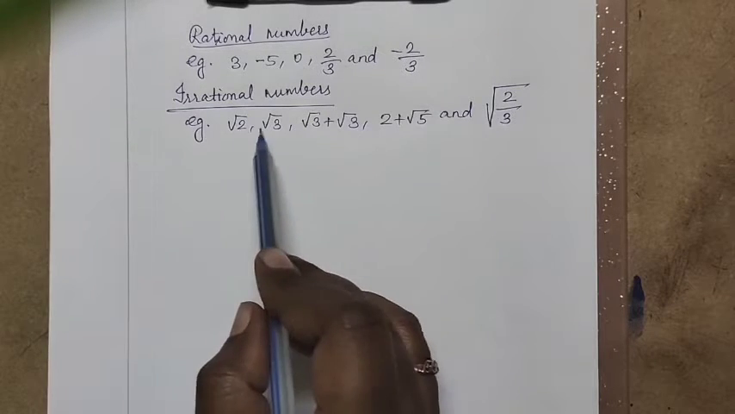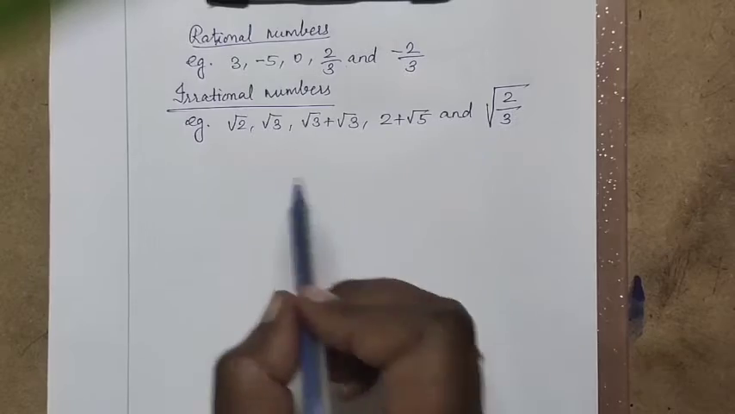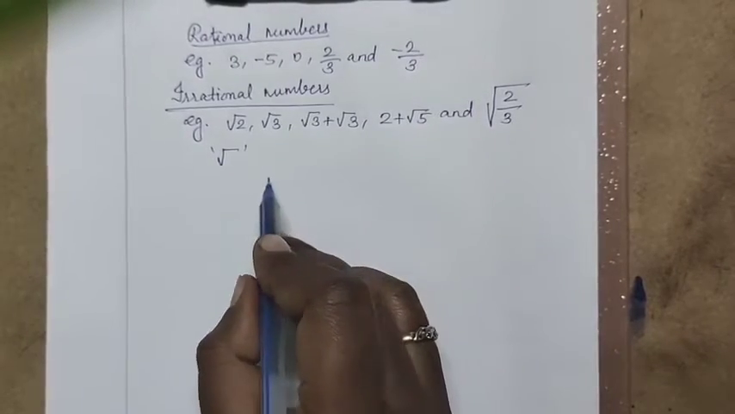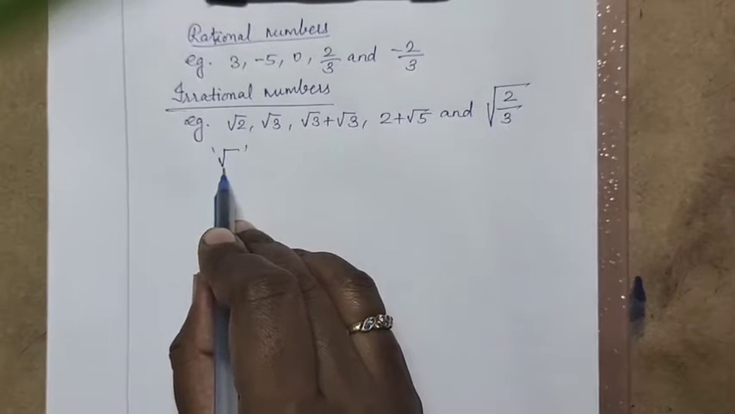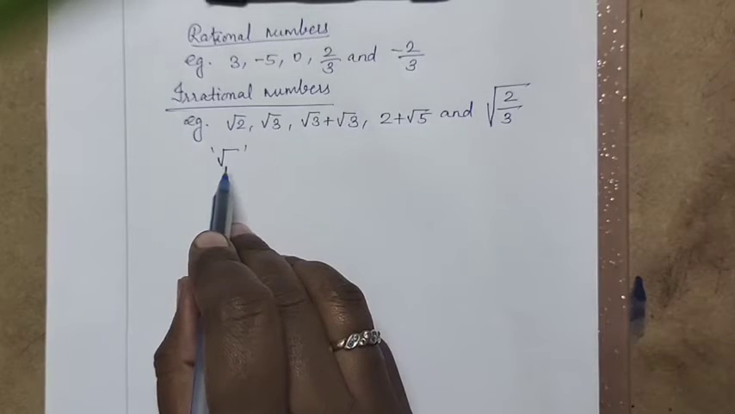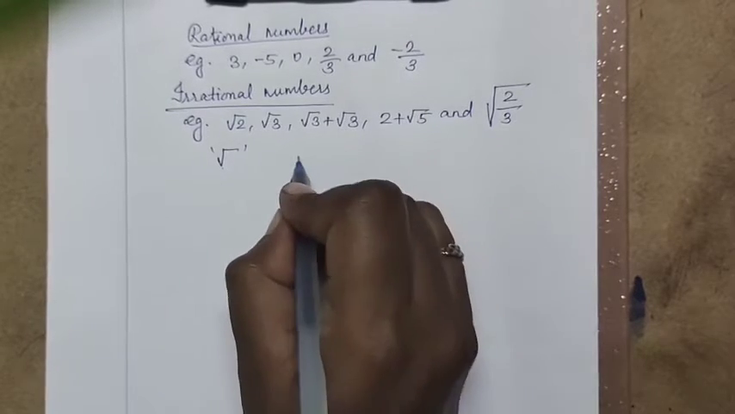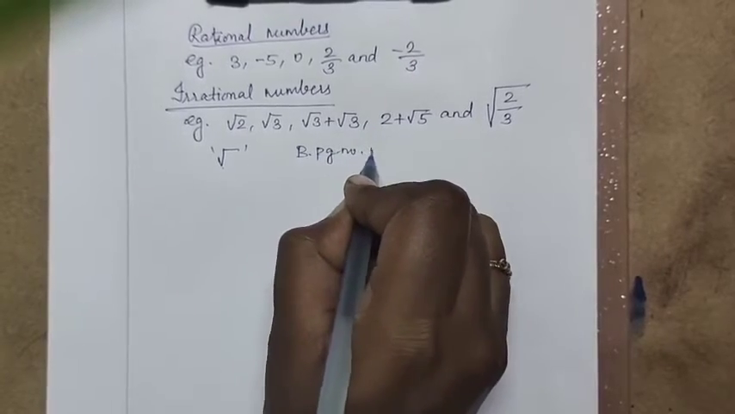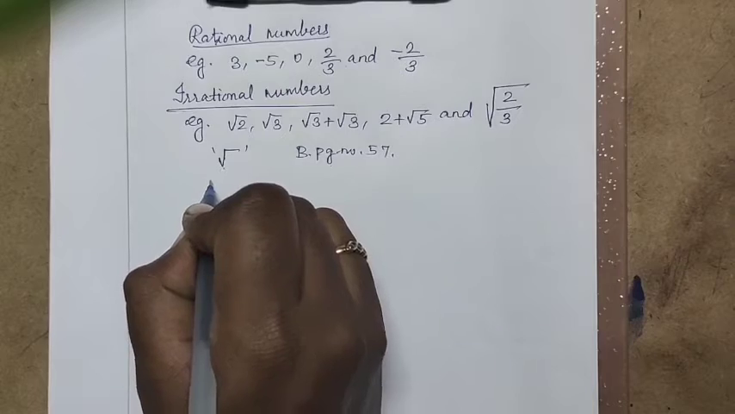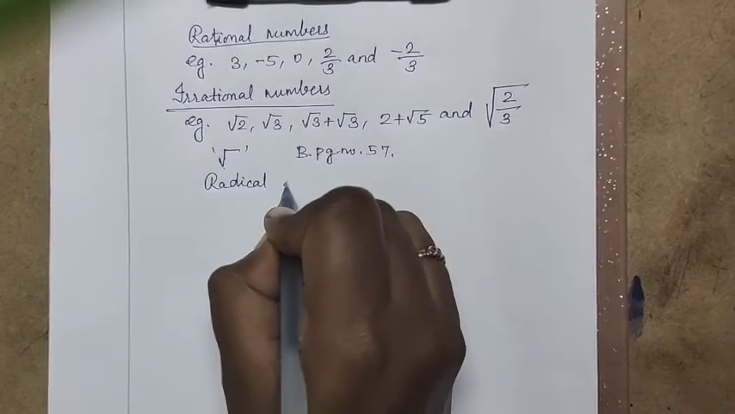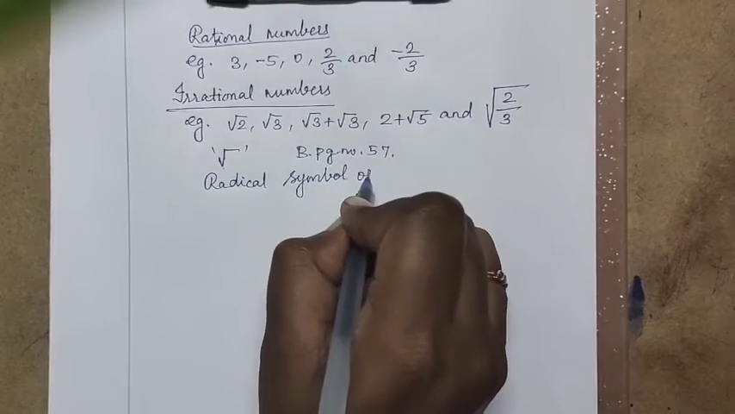In all these irrational numbers, the symbol of root has been used, isn't it? Do you know the name of this symbol? I informed you to read the radical notation on book page number 57. If you see that page, you will know the answer. It is called a radical symbol or sign.